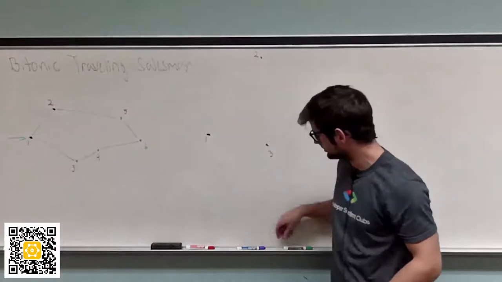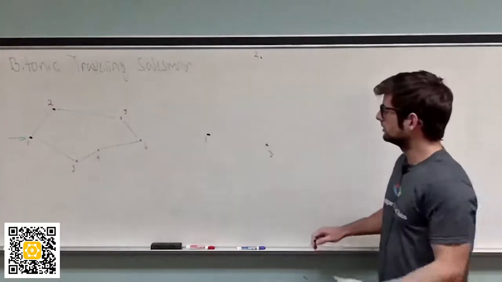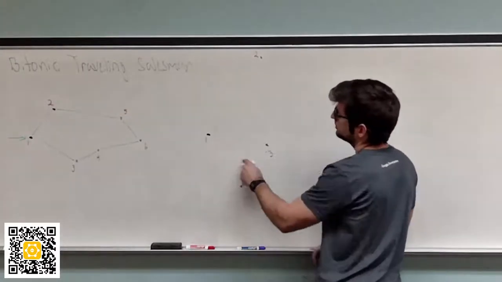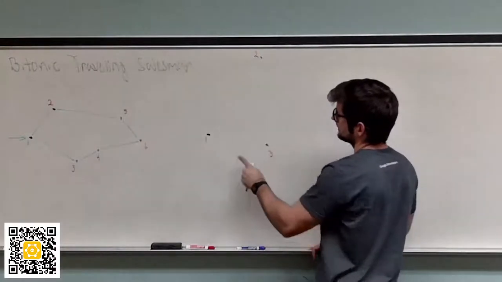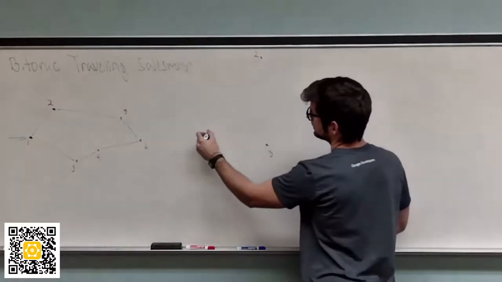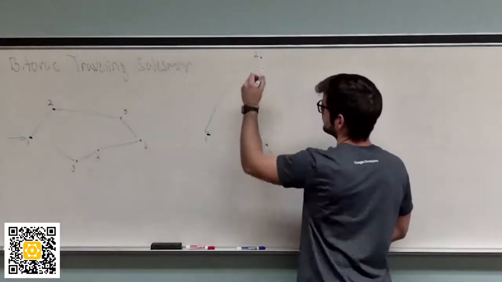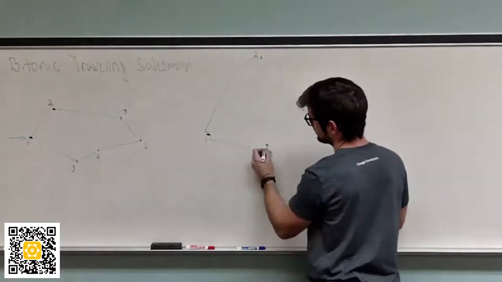What color was I using? Green? Perfect. We don't know. We can't just say that at 1, let's go to 2, because this distance right here is greater than this distance right here.